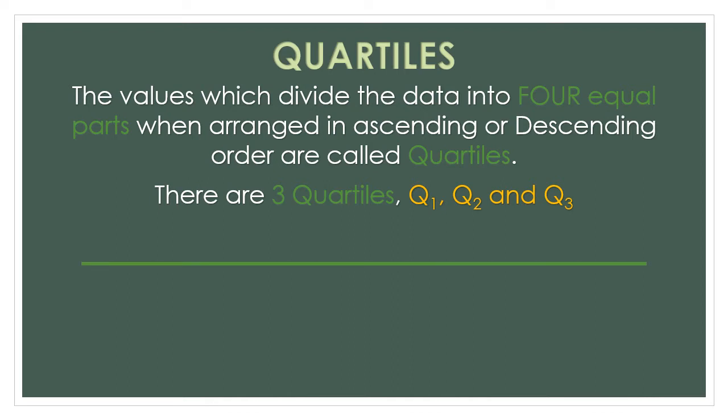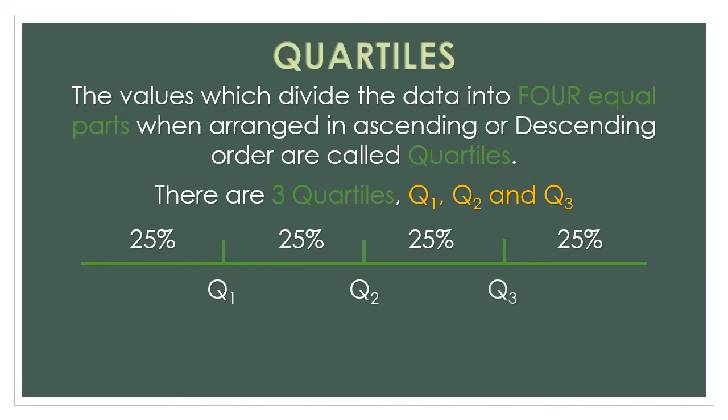Assume that this is the line of data from 0 to 100, then this is the middlemost value and the remaining two lines divide the whole data into four equal parts, as you can see here. So these three lines divide the data into 25%, 25%, 25% and 25%. The names of these lines are Q1, Q2 and Q3. That means to divide the data into four parts, we need three values. Those are the quartiles, and the names of the quartiles are Q1, Q2, and Q3.